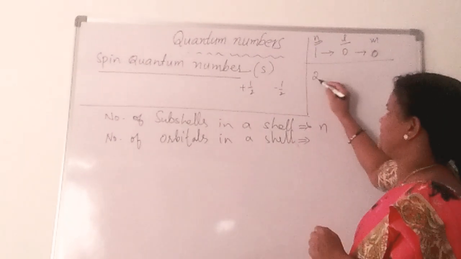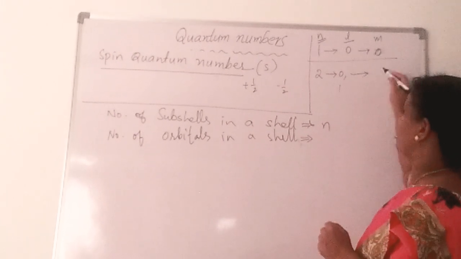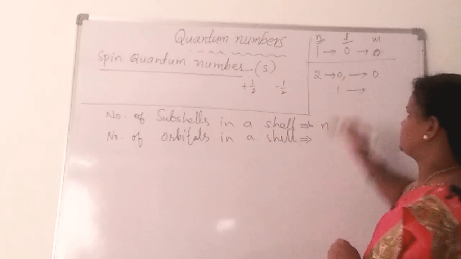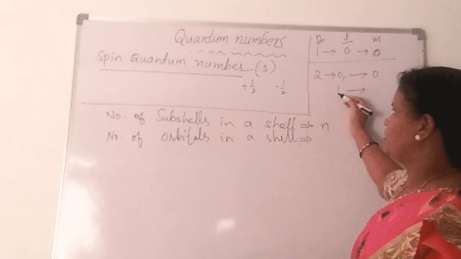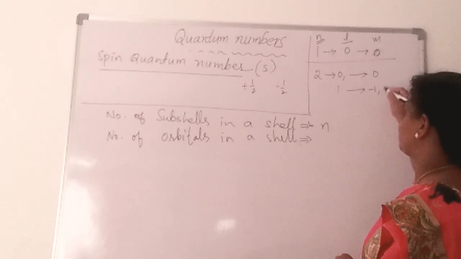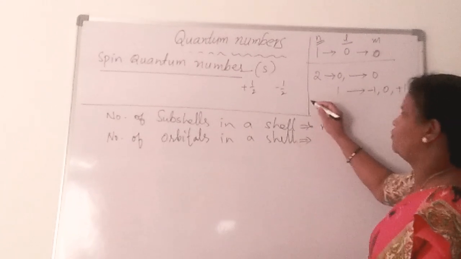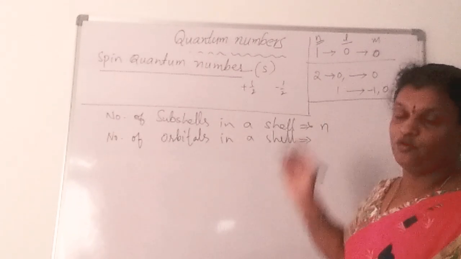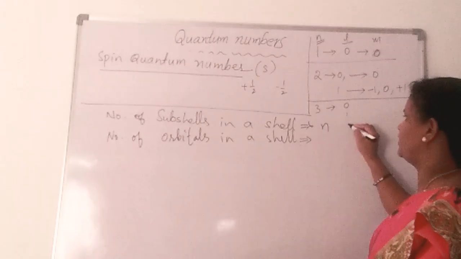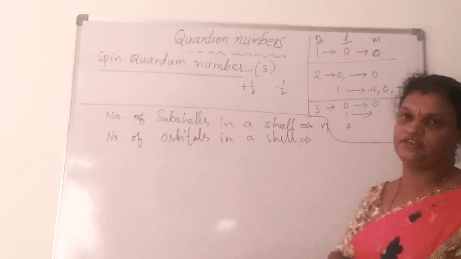Now we'll come to the second shell. Here we have l values totally 2, 0 and also 1. In 0 we have only one orbital, having the magnetic quantum number 0, and for the next subshell the azimuthal quantum number is 1. That subshell will contain 3 values for the magnetic quantum number, -1, 0 and +1. Altogether how many do we have here? 4. The second shell contains 2 subshells and 4 orbitals. Third shell we'll see here: 0, 1 and 2. So in 0 we have only the magnetic quantum number value 0, only one value is there.